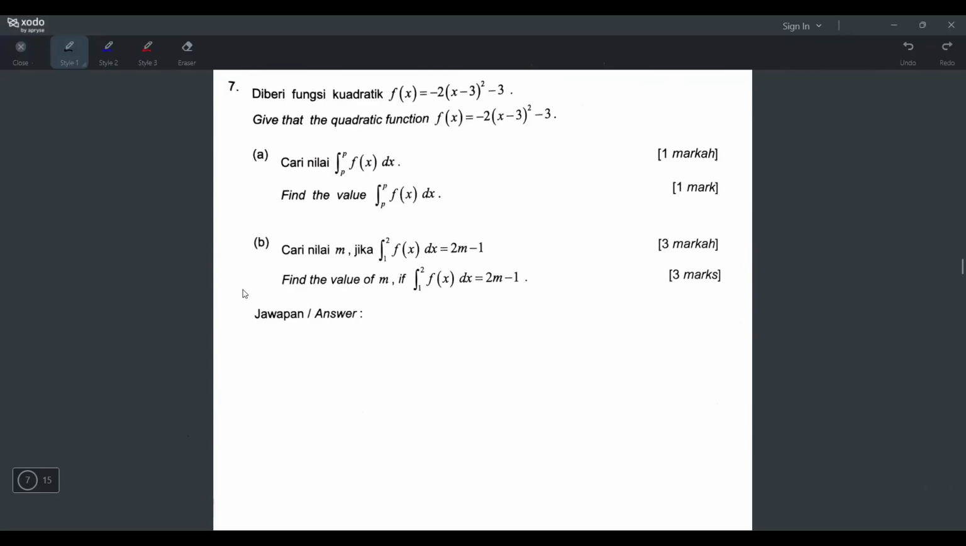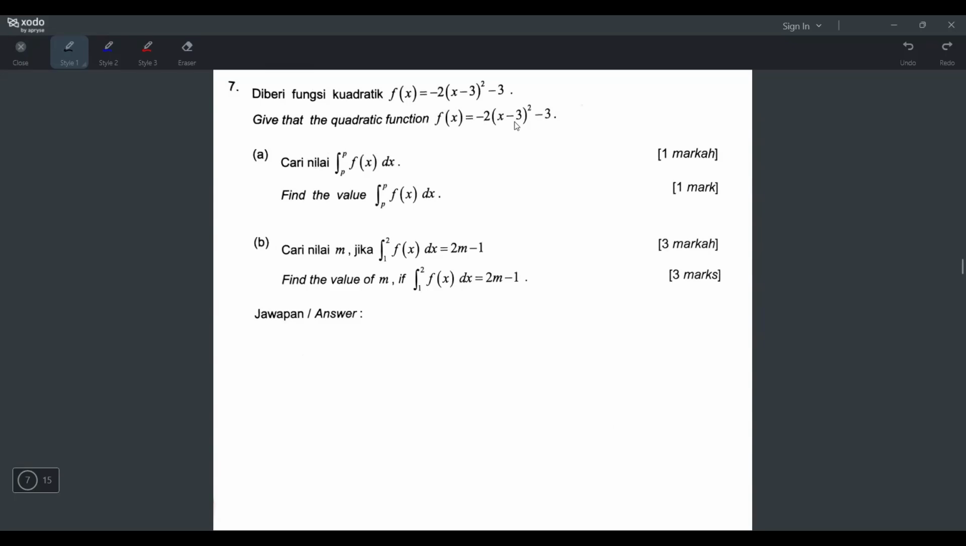Okay, number 7. This is a quadratic question, right? I can see this is in vertex form already. So what do they want here? A, find the value of the integral from p to p of f(x) dx. Okay, sorry. This is not a quadratic chapter. I made a mistake. I thought it's a quadratic chapter because I saw vertex form. I was ready to take the turning point already, right? But then when I read this part, I realized, oh, never mind. This is not a quadratic question.